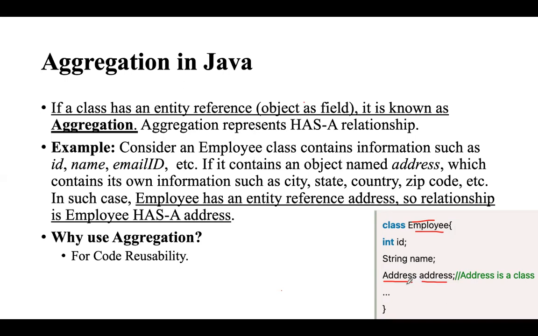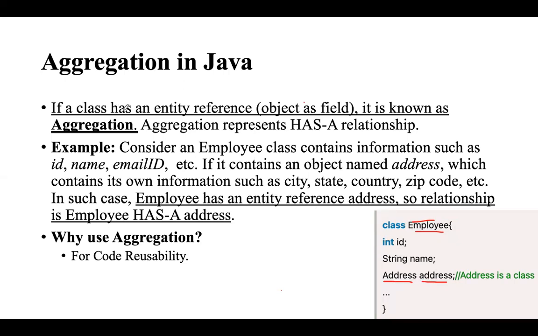So when you introduce an object of another class into the field part of some class, now with this object of the Address class, we can access the information of that Address class. This is called aggregation. This is not inheritance. We will not use the word extends, but we will use the object of the class. You will see the details in the next program.